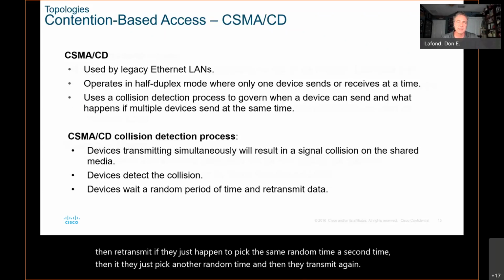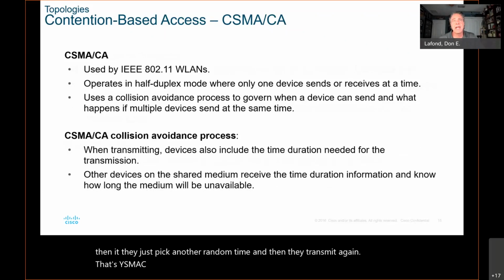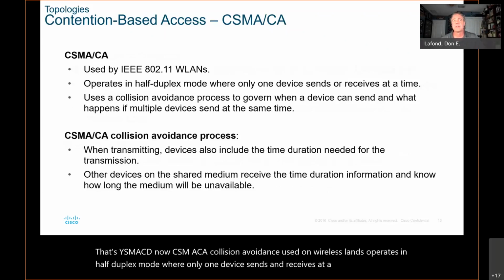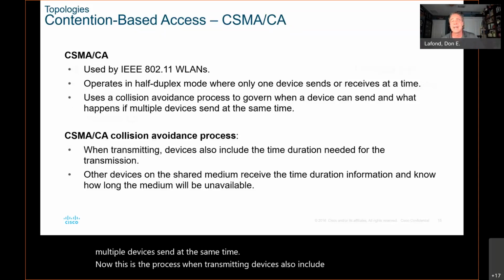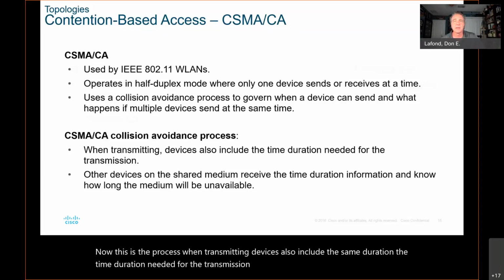That's CSMA/CD. Now, CSMA/CA, collision avoidance, used on wireless LANs, operates in half duplex mode where only one device sends and receives at a time. It uses a collision avoidance process to govern when a device can send and what happens if multiple devices send at the same time. Now, this is the process. When transmitting, devices also include the time duration needed for the transmission. So other devices on the shared medium receive that time duration and know how long the medium will be unavailable.